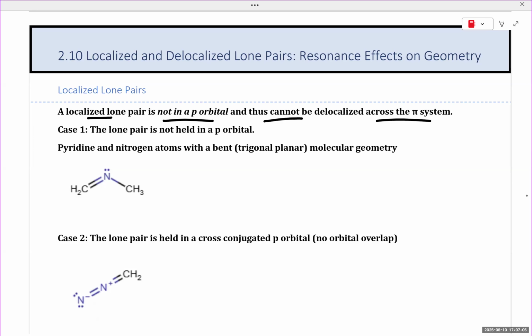The first case, the lone pair is not held in a p orbital. This occurs in pyridine and nitrogen atoms with a bent trigonal planar geometry. For example, this nitrogen atom here has 1, 2 bonded atoms and a lone pair. It is sp2. When we think about this nitrogen, the lone pair is being held in an sp2 hybrid orbital.